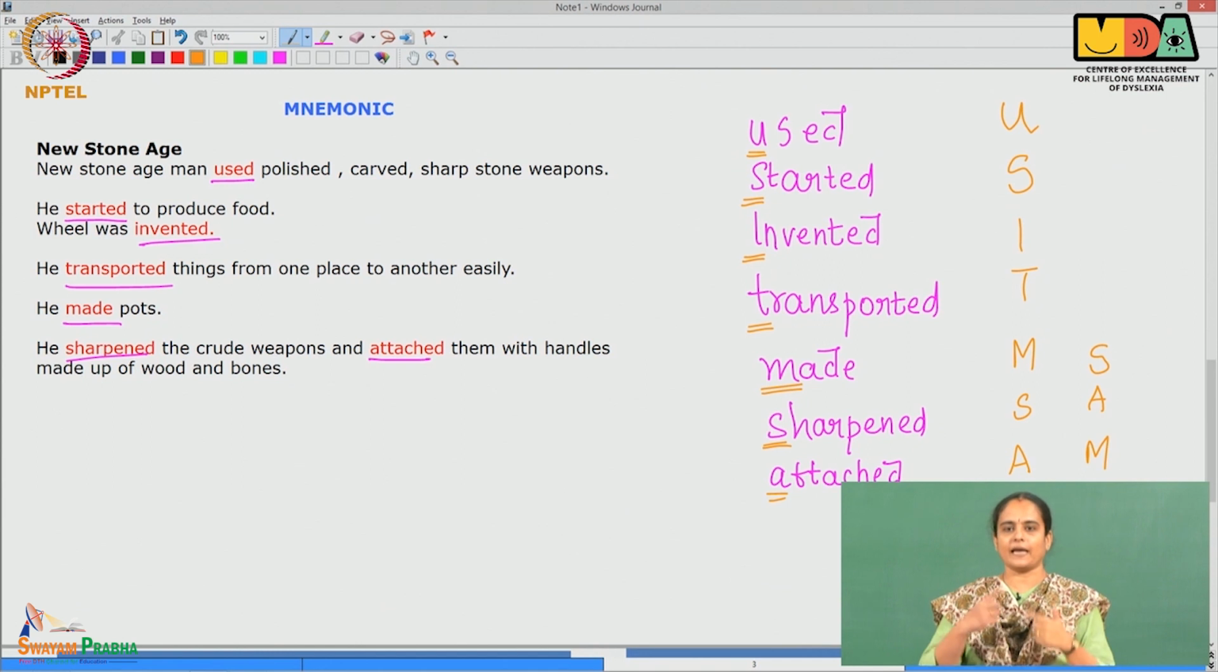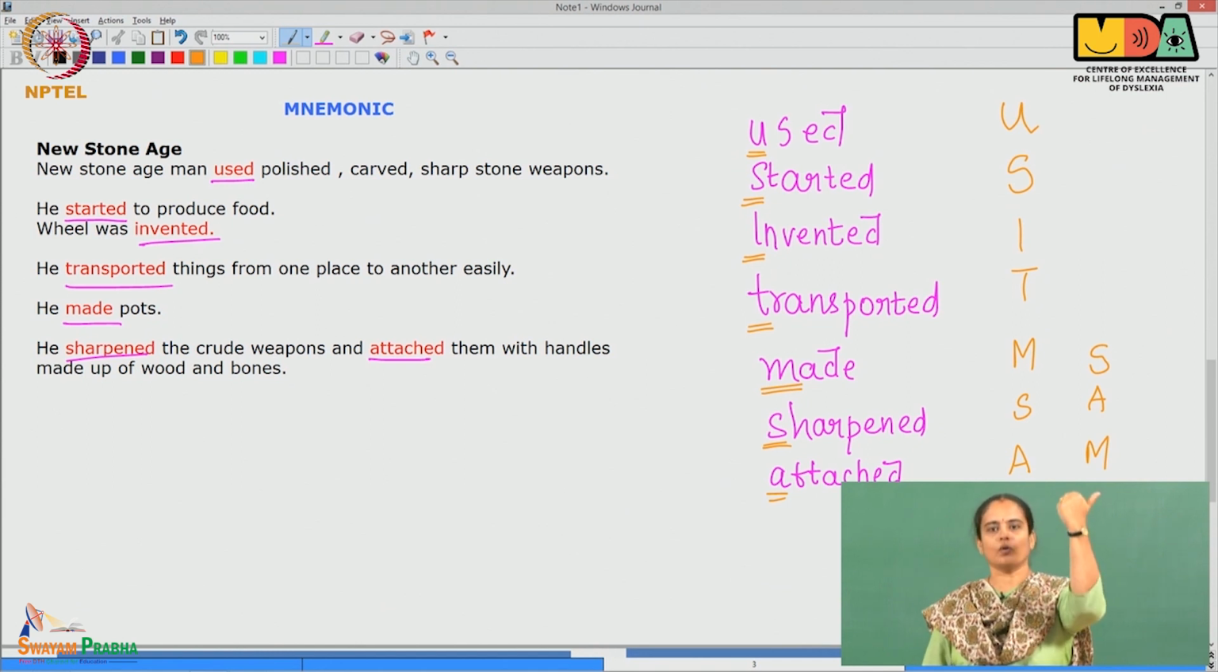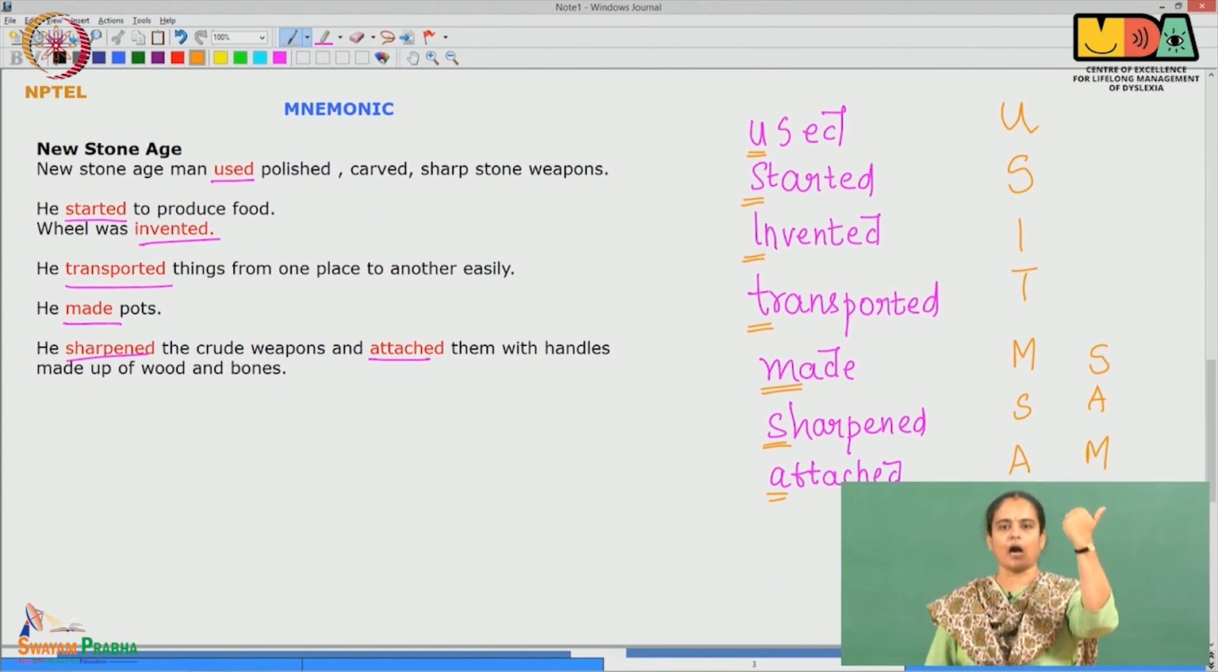Now, let us verbalize the whole answer. U, he used polished, carved, sharp stone weapons. S, he started to produce food. I, invented, he invented wheels. T is transported, he transported things from one place to another. Sam: S, sharpened weapons. A, attached them with handles made of stone and bone, and M, he made pots. So, the mnemonic is U-S-I-T Sam.